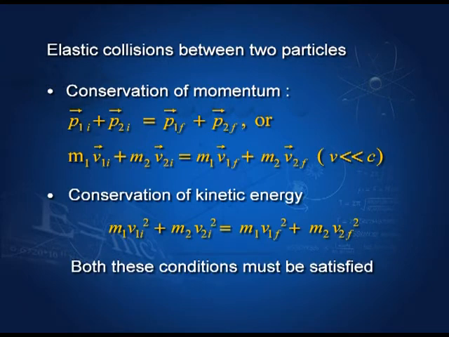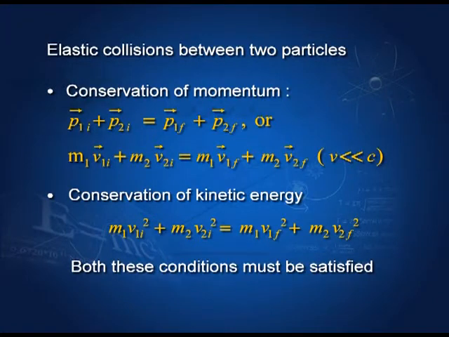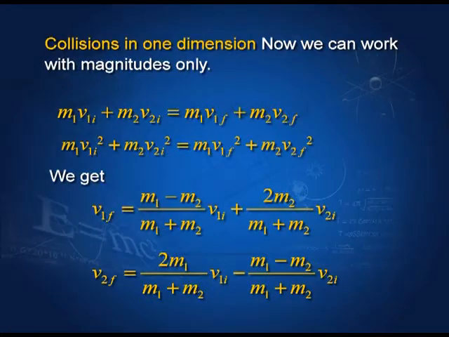And conservation of kinetic energy, M1 V1I square plus M2 V2I square equal to M1 V1F square plus M2 V2F square. These are our guiding equations or conditions, and both these conditions must be satisfied in a collision which is elastic. So, from these two equations we can solve them. It is easy, you can always do that, and we get these expressions for the final velocities V1F, V2F. Remember, in these two equations there are two unknowns. Those are the final velocities V1F and V2F, and we have got now the expressions for these.